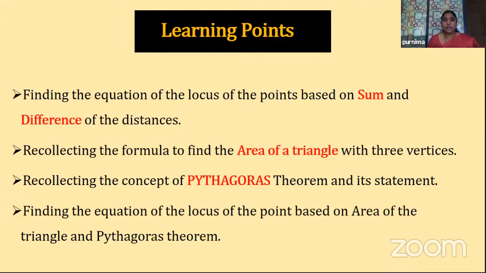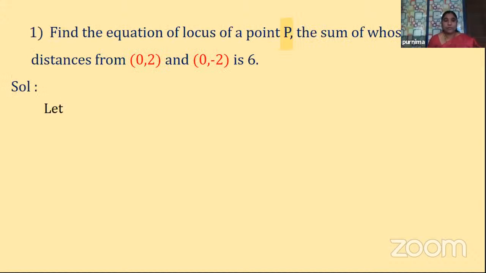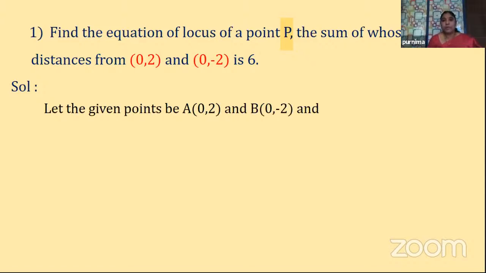Okay. So now, what is the first sum? Let us go through it. Find the equation of locus of a point P, the sum of whose distances from (0, 2) and (0, minus 2) is 6. So what is the sum given? Find the equation of the locus of a point P, the sum of whose distances from (0, 2) and (0, minus 2).